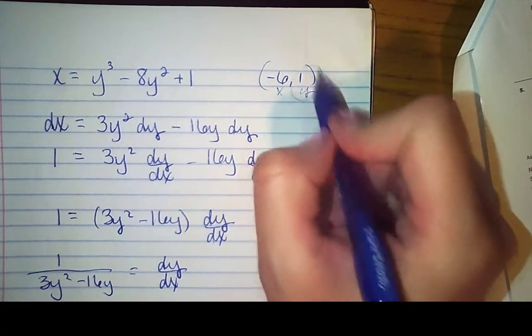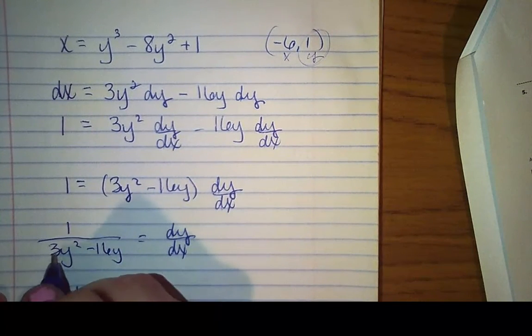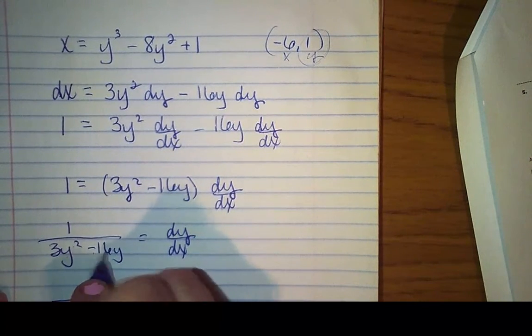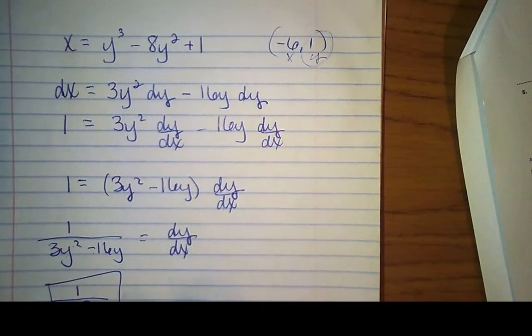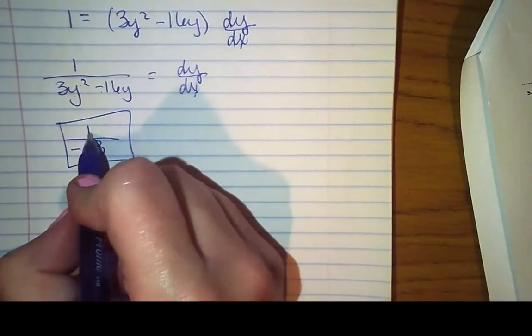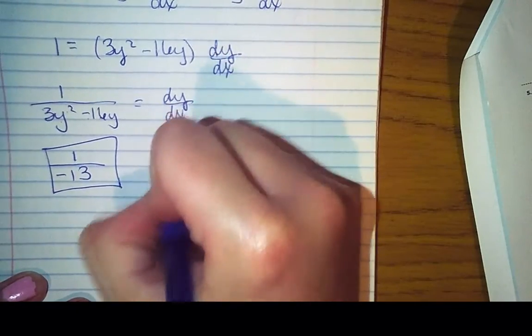So what's your y value that you're going to evaluate at? It's going to be 1. So I get 1 over 3 times 1 minus 16, which is going to be -13. So your slope is... or sorry, my mouth, it is -1 over 13. That is what the value for dy/dx is. So now for the last two, we're going to have to get a little bit more exciting.